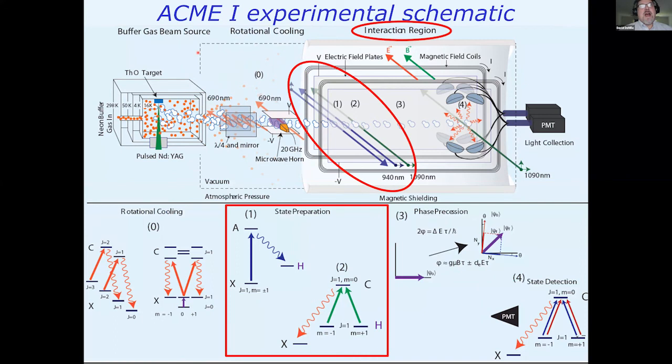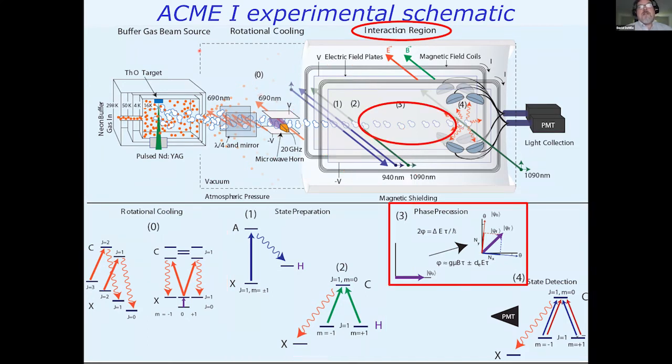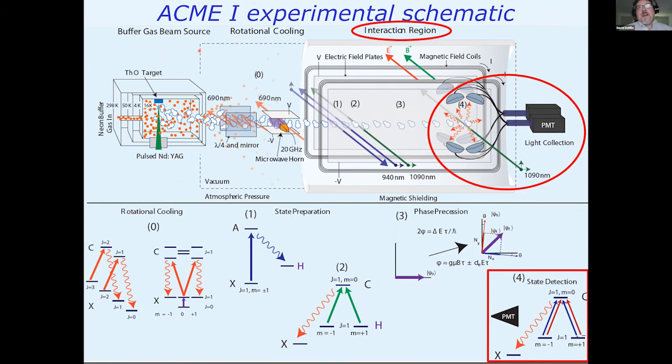Then it enters an interaction region where lasers are used to pump the system into a metastable triplet state with an unpaired electron spin, and then to spin polarize that state. Molecules then fly through an interaction region of about 20 centimeters for about a millisecond. And then we use lasers to detect the spin orientation via polarization dependent scattering and pick up the laser-induced fluorescence in photomultipliers.